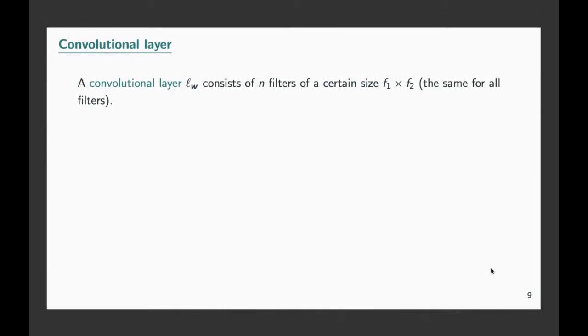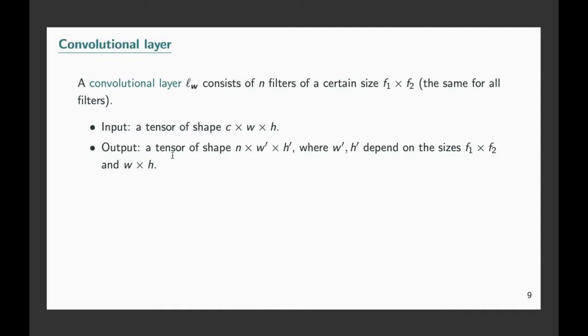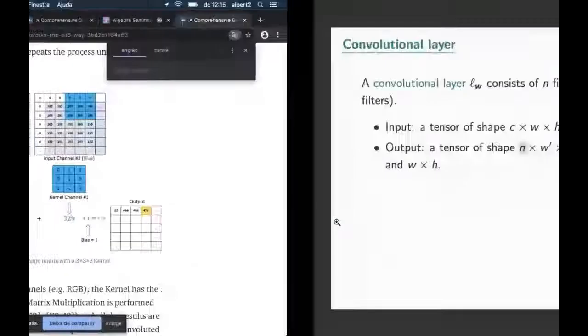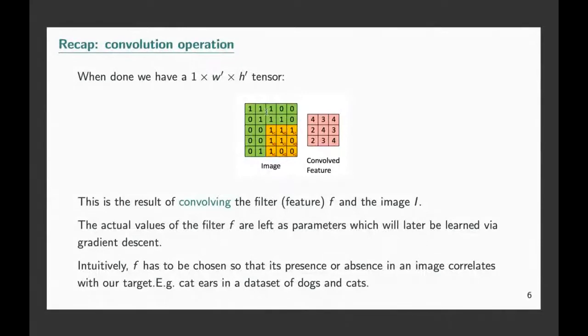Okay, so what is a convolutional layer? It consists of n filters of a certain size. The size has to be the same for all. The inputs are tensors of shape c times w times h, and the outputs are tensors of shape n times w prime times h prime. So the first dimension of the output corresponds to the number of filters, and w prime, h prime depend on the sizes f1, f2 of the filters and the size of the input image. Right, because the output size of the convolution operation depends on how big your filter is and also how big your image is.